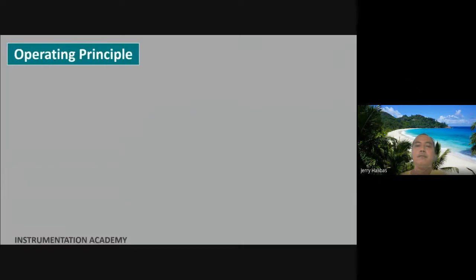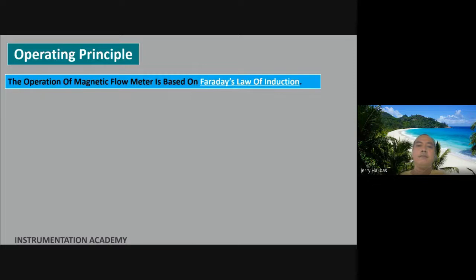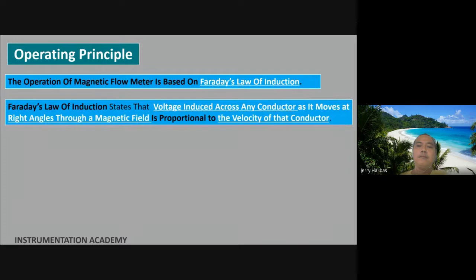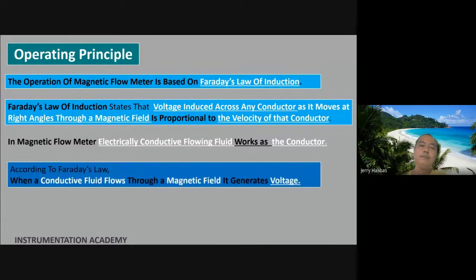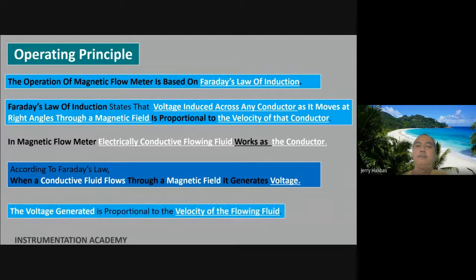Operating principle of a magnetic flow meter. The operation of a magnetic flow meter or magmeter is based on Faraday's law of induction. Faraday's law of induction states that the voltage induced across any conductor as it moves at right angles through a magnetic field is proportional to the velocity of that conductor. In magnetic flow meters, the electrically conductive flowing fluid works as the conductor. So according to Faraday's law, when a conductive fluid flows through a magnetic field, it generates voltage. When the conductive fluid is flowing more quickly, more voltage is generated. The voltage generated is proportional to the velocity of the flowing fluid.